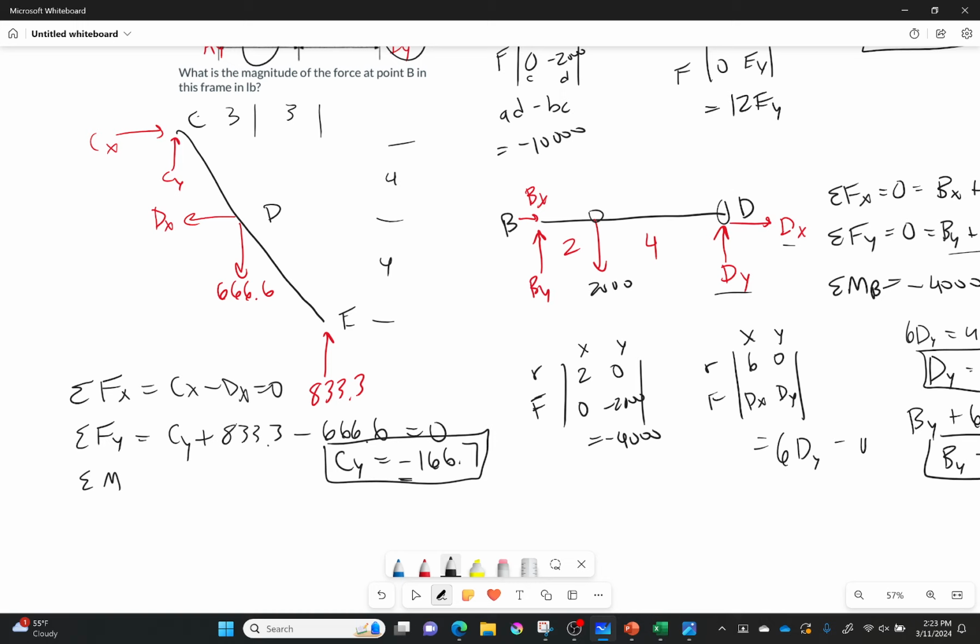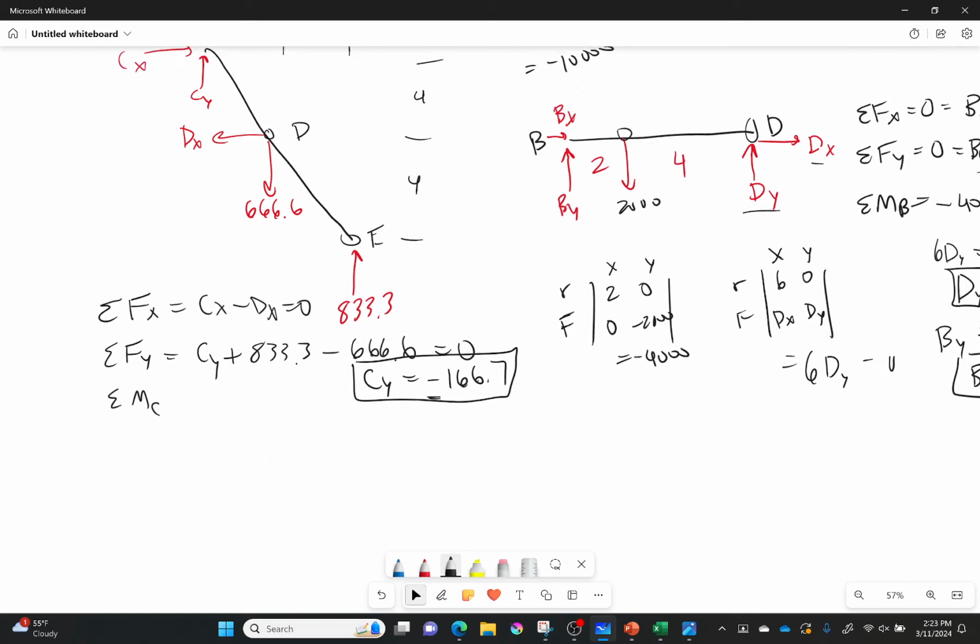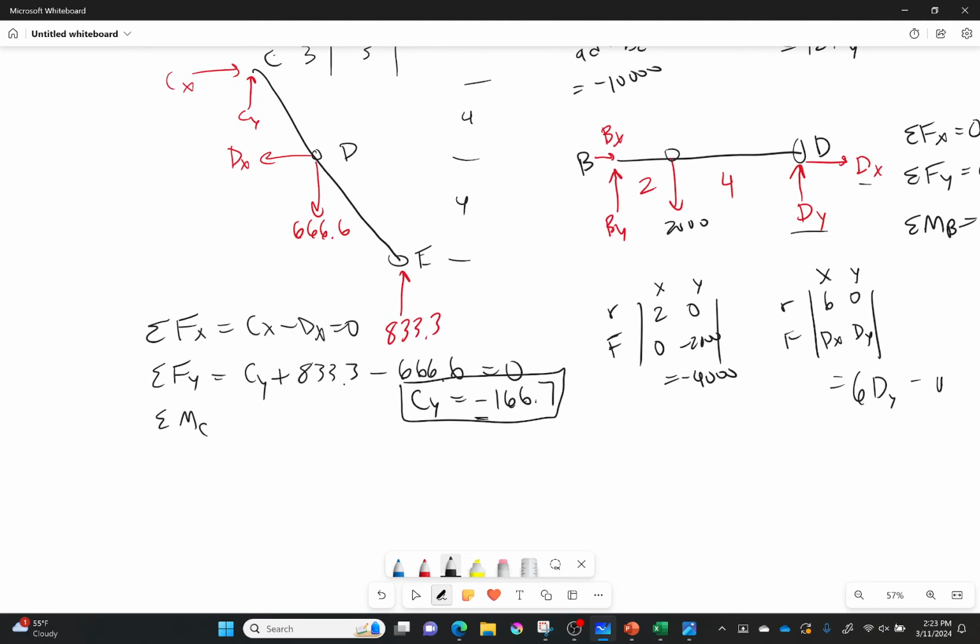Now I'm going to take the sum of the moments. I could take it about point C, but it's kind of pointless because I already know what DX, actually I don't know what DX is. Sure, we'll take some moments around point C. That seems like a decent place. Okay, and so I'm going to do each point. I'm going to do my little box method, and I will get those moments taken care of. So let's set it up, everybody.